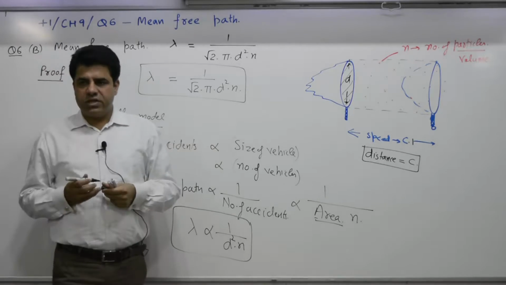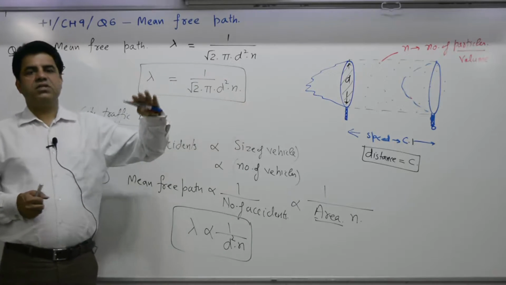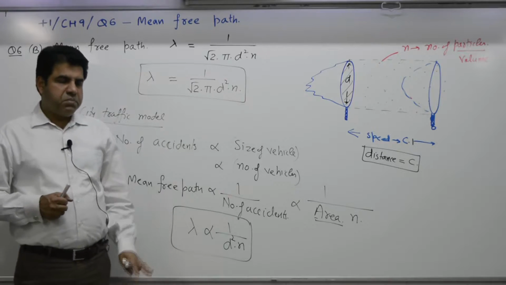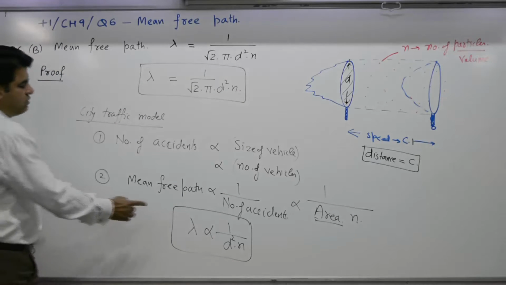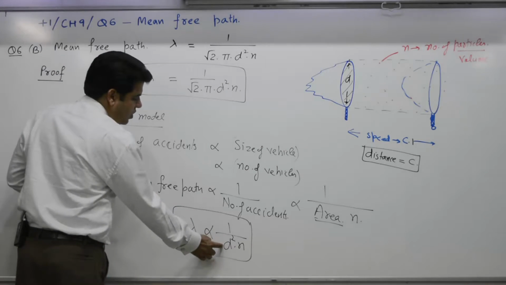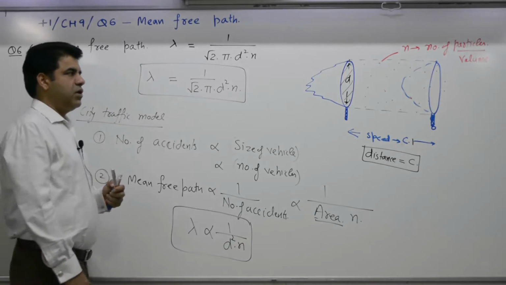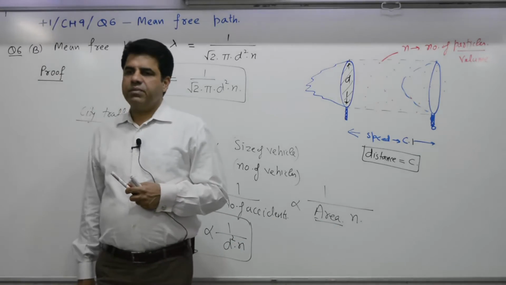So there are two parts to this. Before this, there was a derivation. That derivation is required for board purpose. But for computation purpose, you need to have this concept that mean free path is inversely proportional to square of dia, inversely proportional to number of particles per unit volume. Time with you is 3 minutes to pen down.